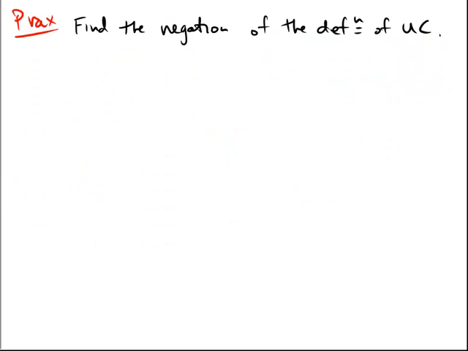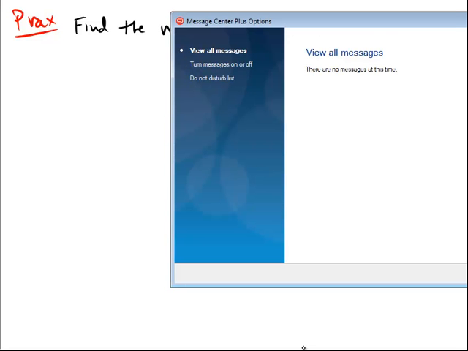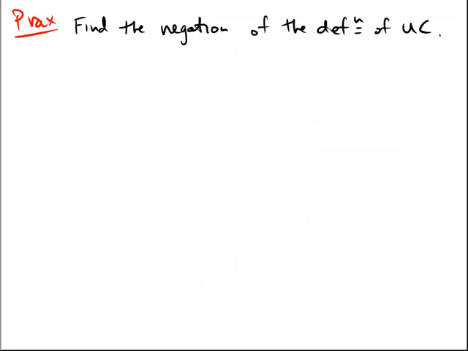Okay, so let's try a little practice problem here. We're going to eventually be using the definition to show that certain functions are not uniformly continuous. So to that end, let's try to find the negation of the definition of uniform continuity. Before we try to do this, let's recall the actual definition of uniform continuity. What was the definition of uniform continuity?